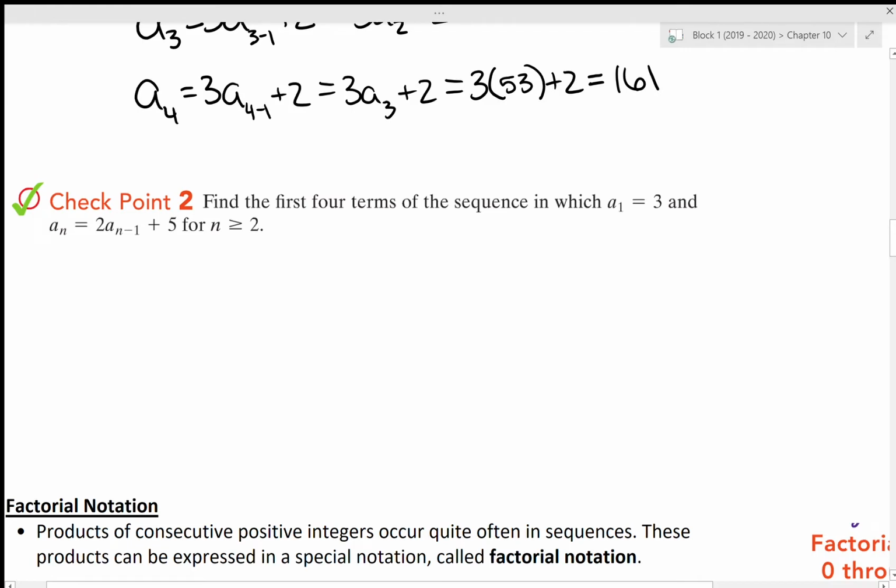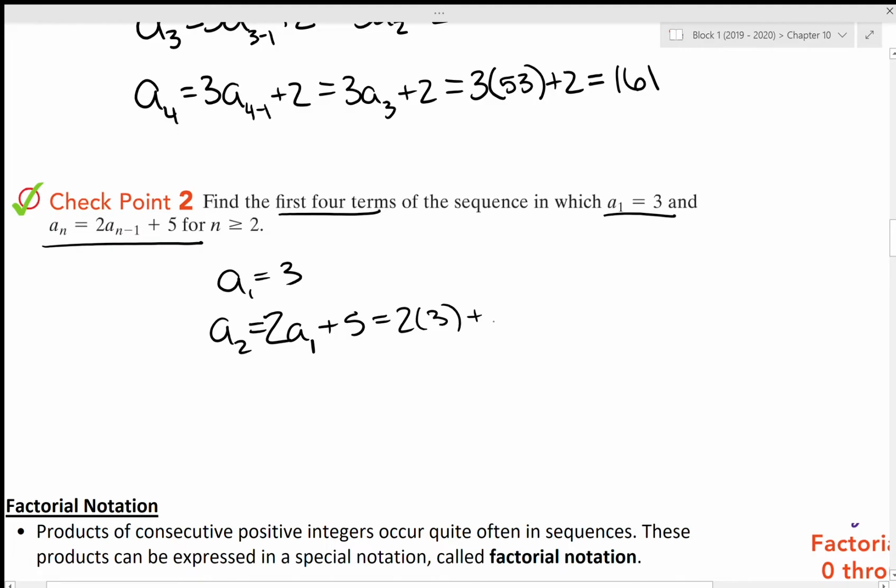Okay, so I want to find the first 4 terms of the sequence. A of 1 is 3, and A of n is 2 times A of n minus 1 plus 5. So my first term is 3. My second term is going to be 2 times A of 2 minus 1, which is A of 1, plus 5. So 2 times 3 plus 5, 6 plus 5 is 11.